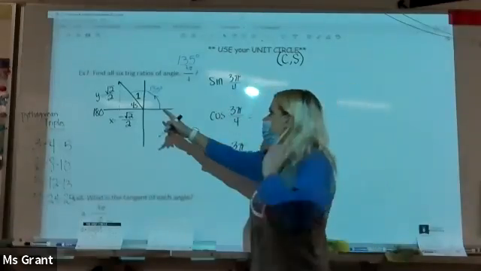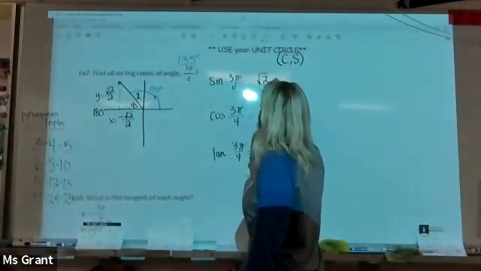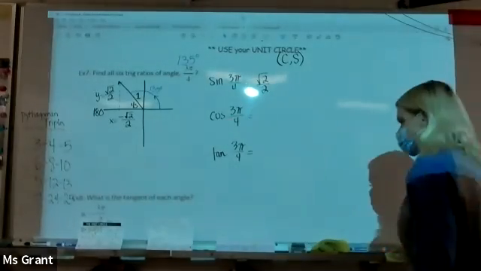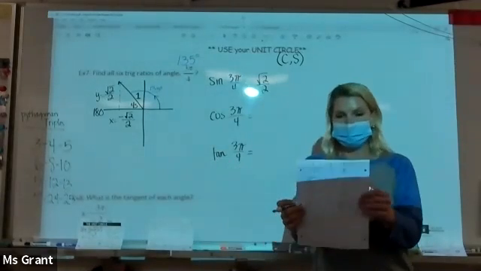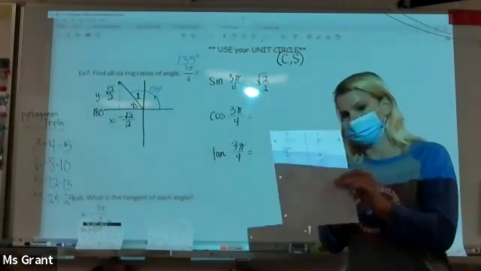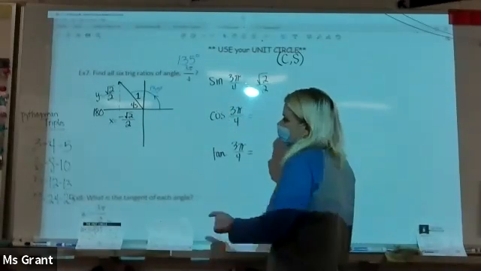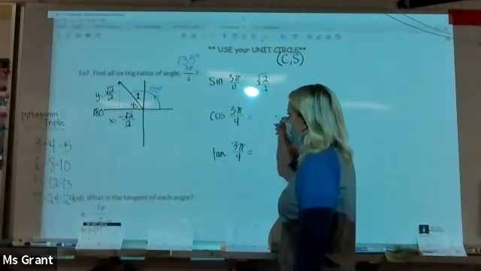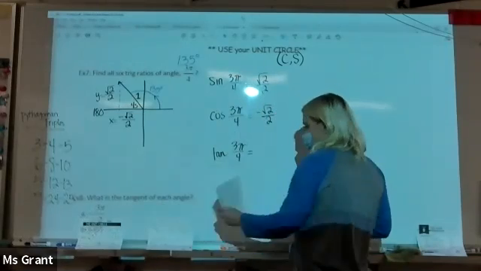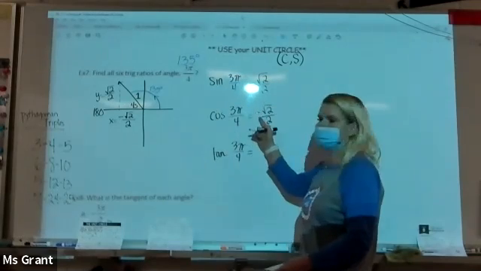Sine is opposite over hypotenuse. Rad 2 over 2 over 1. It's just rad 2 over 2. And sine is positive in quadrant 2, remember? Cosine, adjacent over hypotenuse. Adjacent, negative rad 2 over 2. Cosine in quadrant 2 is negative. Oh, negative answer.